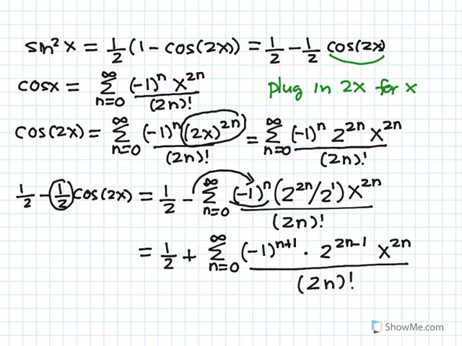Just to review the algebra once more, we have negative 1 times (-1)^n. That gives us (-1)^(n+1), because we have the same base, we add up the exponents. Similarly, when we have 2^(2n) divided by 2^1, the same base, the base is 2, subtract off the exponents, we get 2^(2n-1). All right, so we've developed the Maclaurin series of sin^2 x, which is 1/2 minus 1/2 cos of 2x. This is sin^2 x.